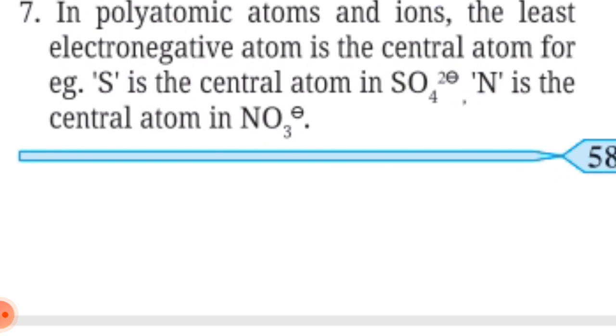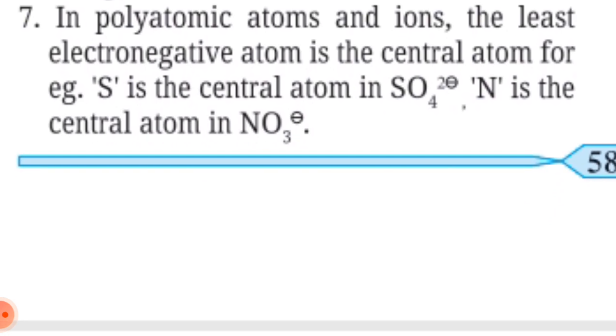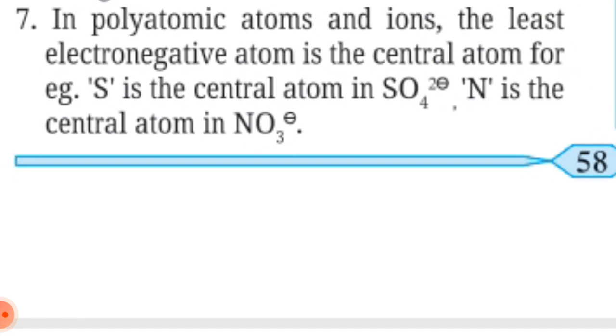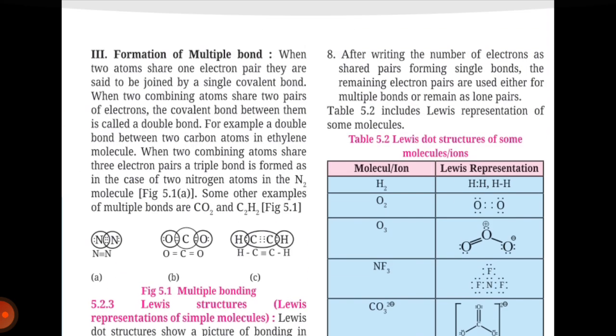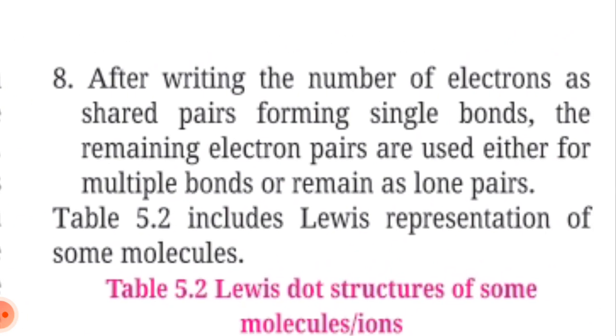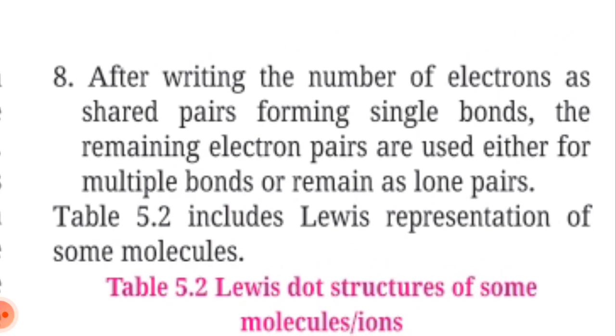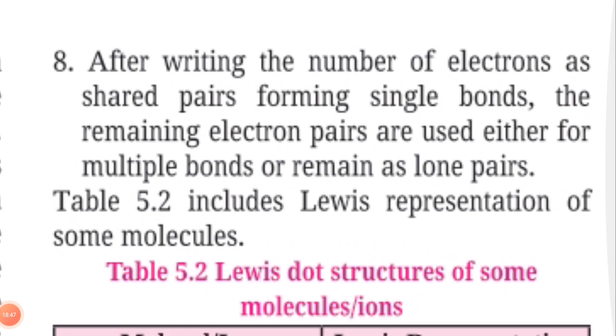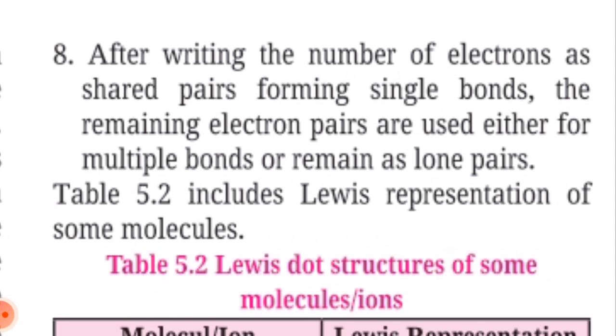Seventh, in polyatomic molecules and ions, the least electronegative atom is the center atom. For example, sulfur is the center atom in sulfate ion, SO4 2 minus. Nitrogen is the center atom in nitrate ion, NO3 minus. Eighth, after writing the number of electrons as shared pairs forming single bonds, the remaining electron pairs are used either for multiple bonds or remain as lone pairs.